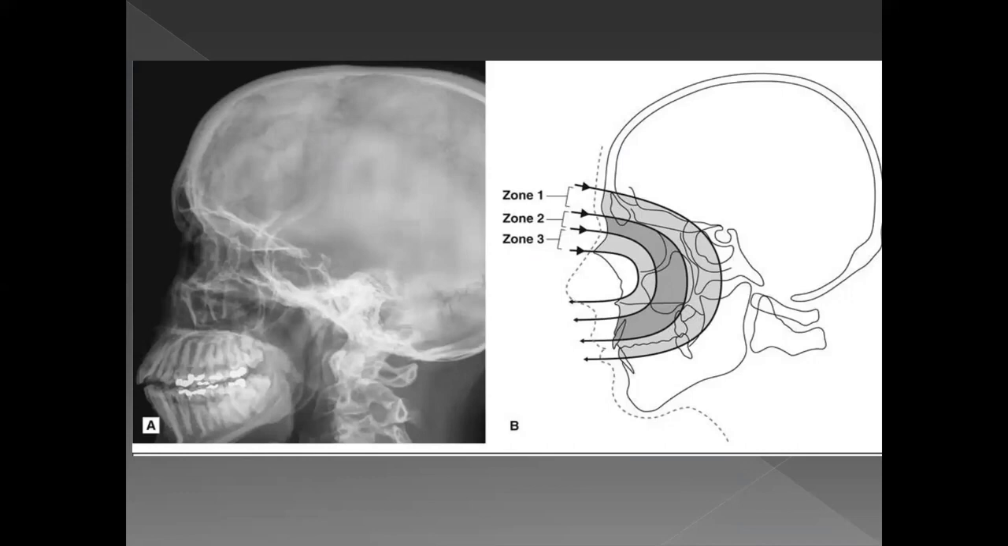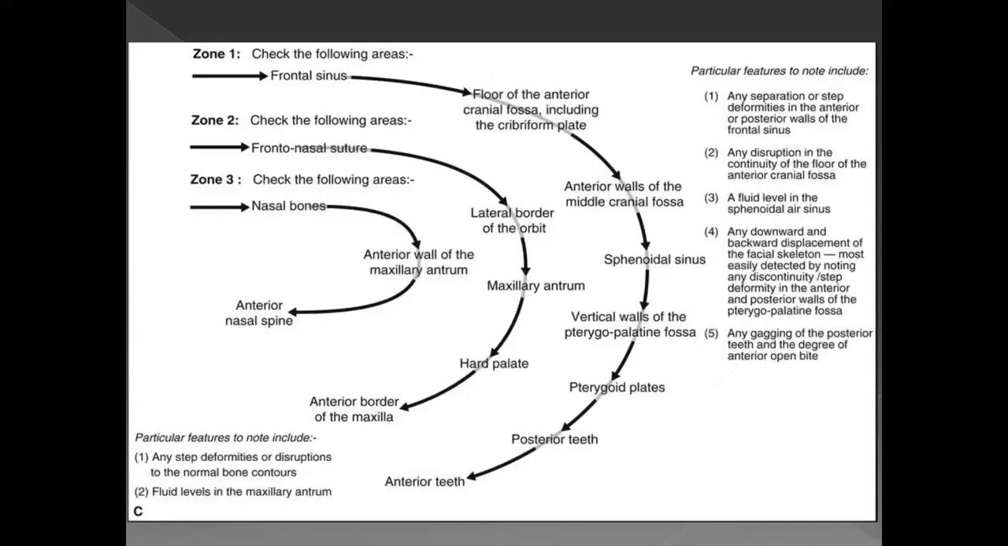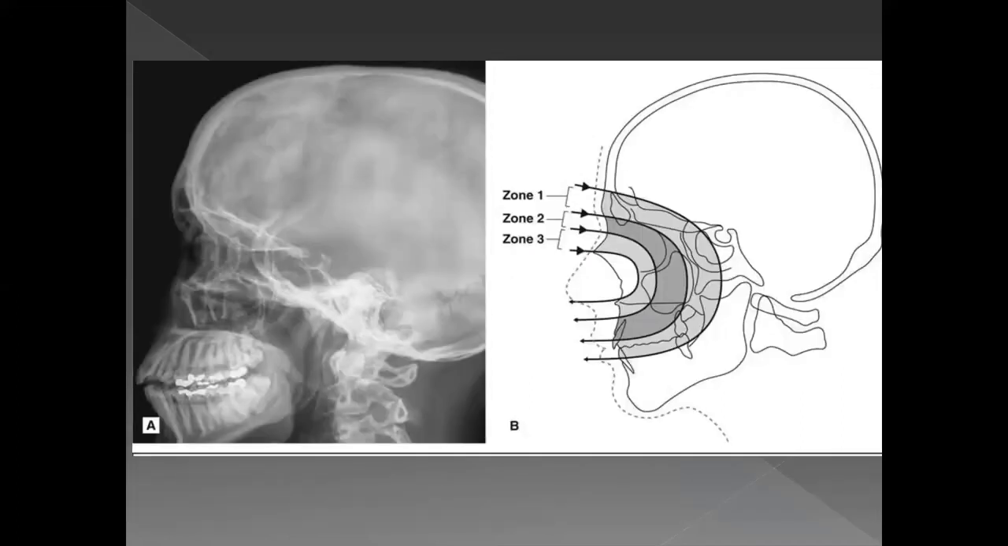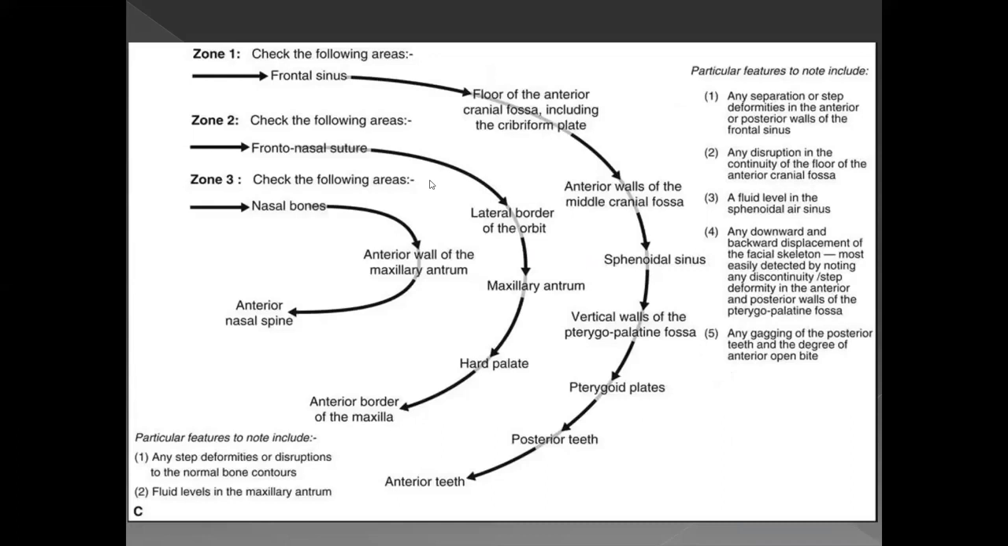These are the 3 zones on which basically you have to interpret a true lateral skull. So let's start from the first area. The first area is your zone 1. You start basically at the frontal sinus, then you go to the floor of the anterior cranial fossa, including the cribriform plate, then the anterior walls of the middle cranial fossa, sphenoid sinus, vertical walls of the pterygopalatine fossa, pterygoid plates, posterior teeth, and then your anterior teeth.